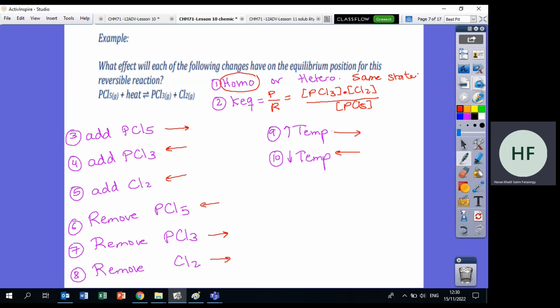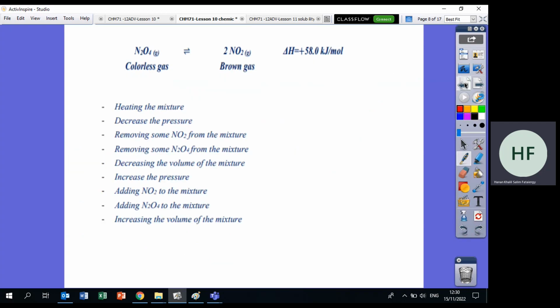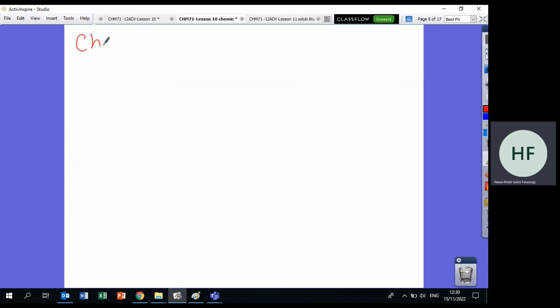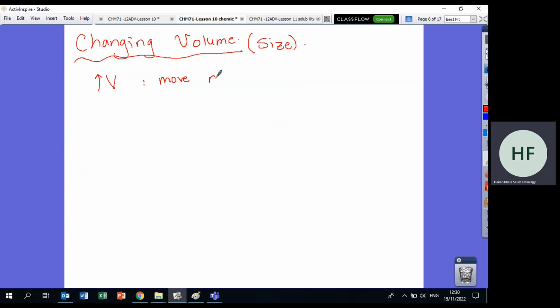Now I want to give you something new, which is the effect of changing volume. You know very well that volume means size or space. Now, what happens when I increase the volume? The reaction will move towards more moles of gas. If I decrease the volume, the reaction will move towards less moles of gas.